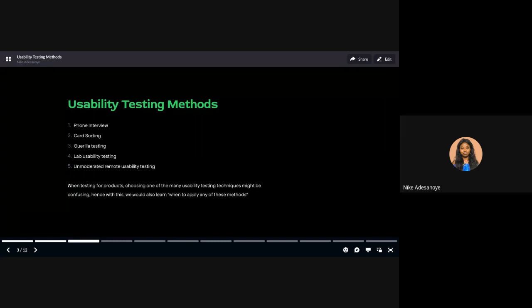Okay, yeah, so it doesn't have to necessarily be a digital product itself. Okay, so now to the methods that we are going to be talking about today.